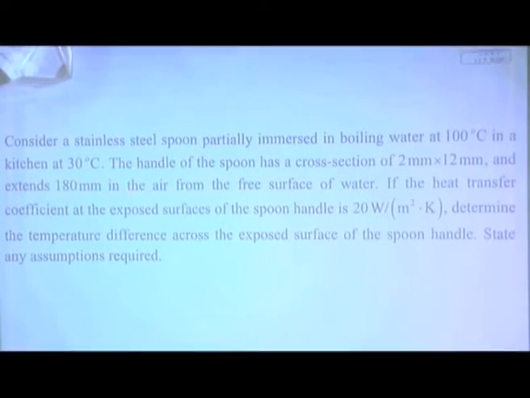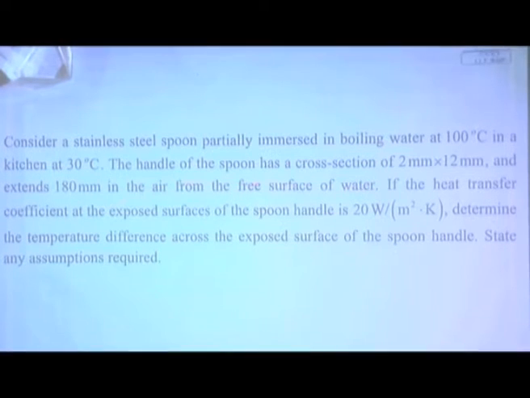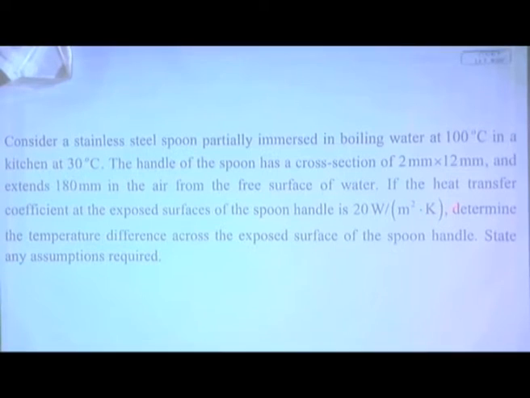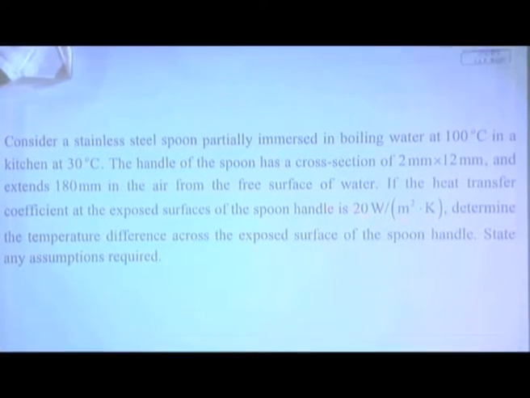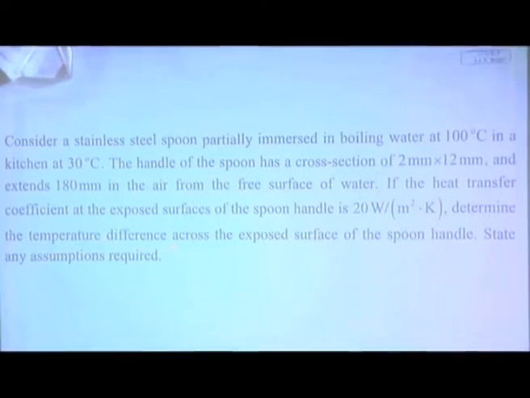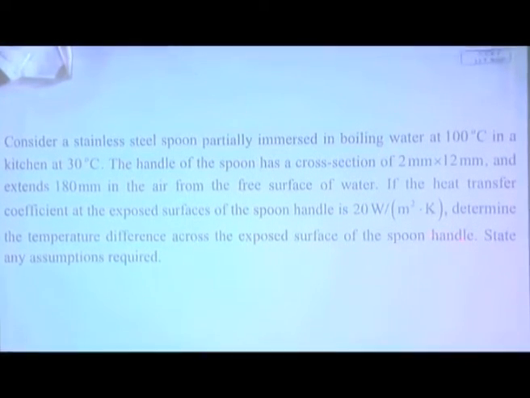And extends 180 millimeter in the air, that is the length of the fin, from the free surface of water. The spoon is extending 180 millimeter in the air from the free surface of water. That means the length of the fin. If the heat transfer coefficient at the exposed surfaces of the spoon handle is 20 watt per meter square K, that means in our language h. So immediately compile. h is 20 watt per meter square K. Determine the temperature difference across the exposed surface of the spoon handle. That means TB minus TL.